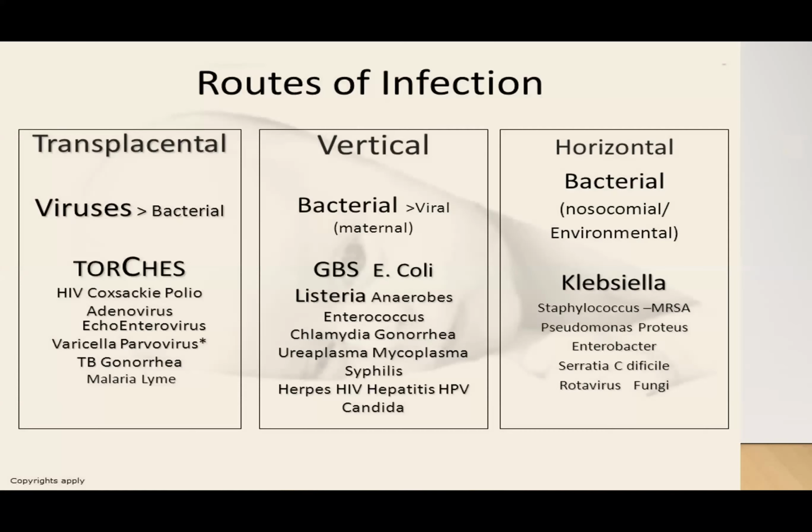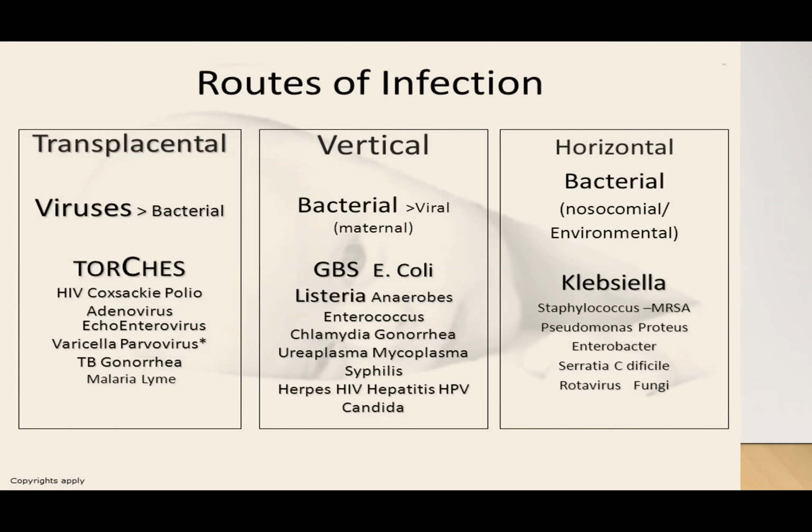So remember again that the infection for the baby can come through the placenta, or be vertical or horizontal, okay? If through the placenta, we suspect virus more than bacteria. And remember that the TORCH screen is very common and must be considered, along with other organisms like HIV and others. Sometimes it does not come through the placenta itself but by the vertical route, which is bacterial, like GBS, E. coli, Listeria, and other organisms like chlamydia and herpes.